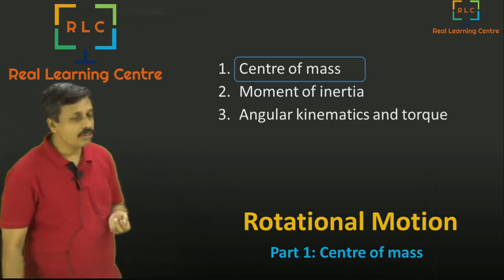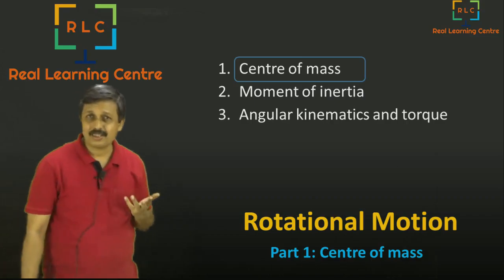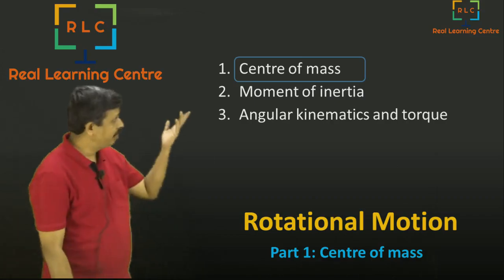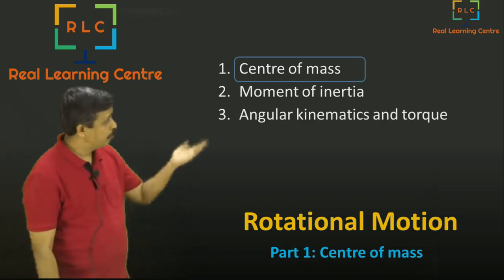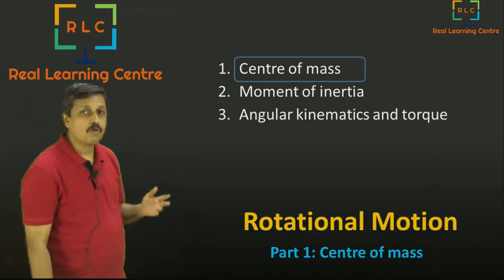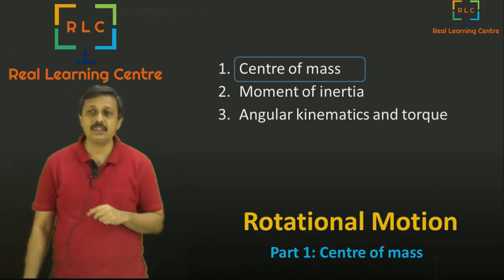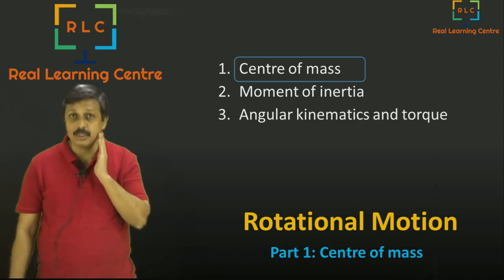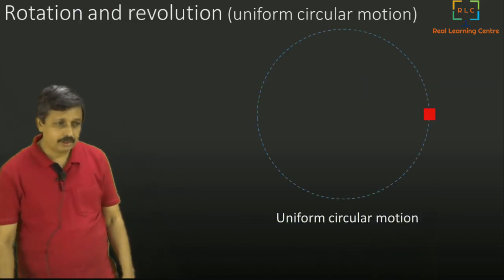In that we are going to cover a topic called center of mass, with some basic understanding of rotational motion. We go into the need of the center of mass and what it is, and then moment of inertia, and then we will talk about angular kinematics and torques. These are the three different topics we are going to cover under rotational motion. So let's start the first topic.